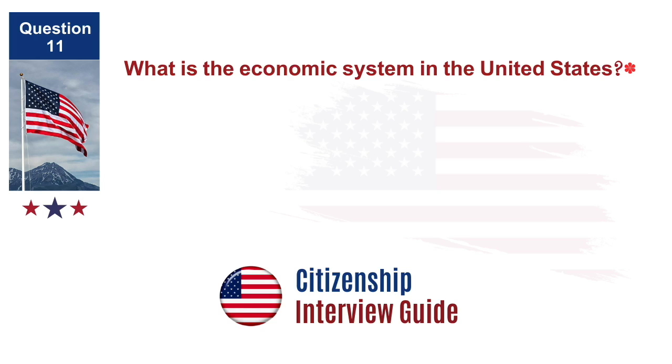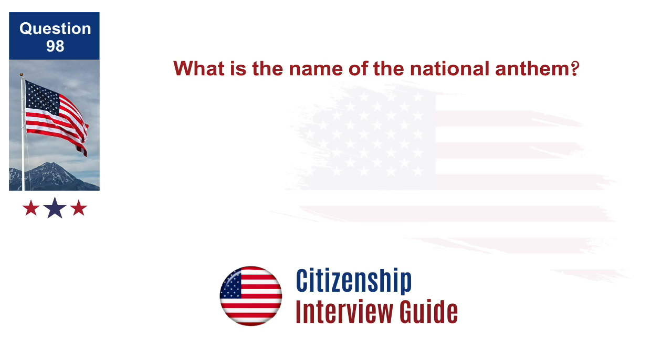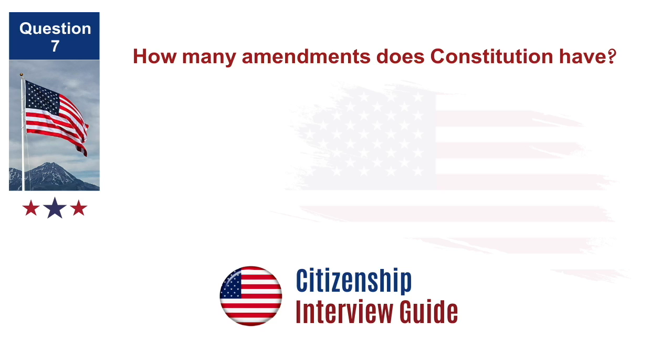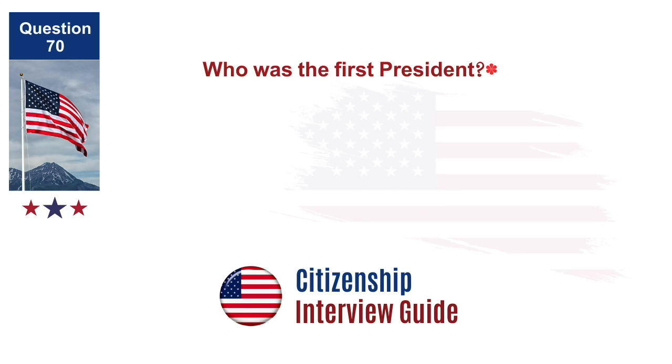What is the economic system in the United States? Market economy. What is the name of the national anthem? The Star-Spangled Banner. How many amendments does the Constitution have? 27. Who was the first president? George Washington.